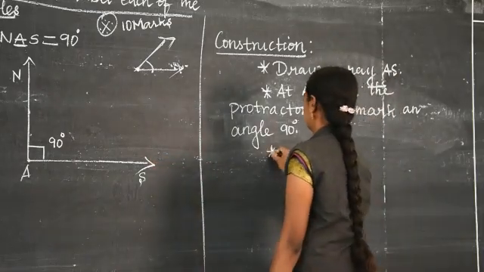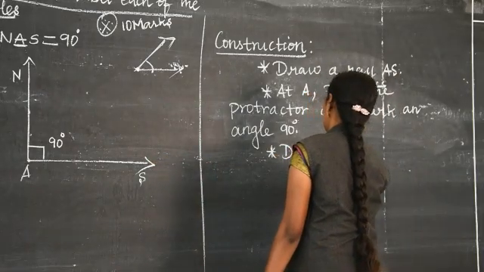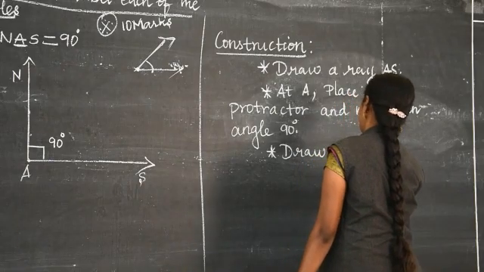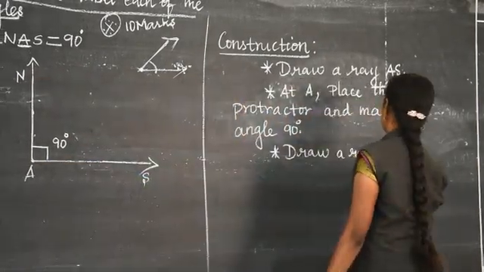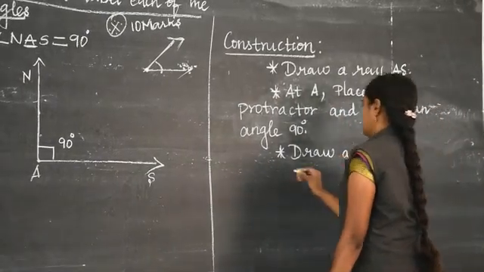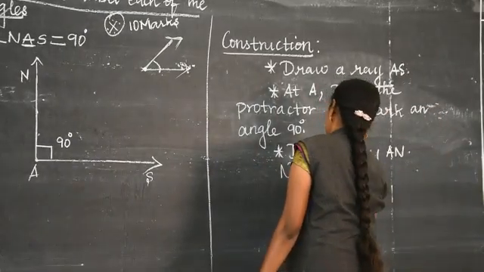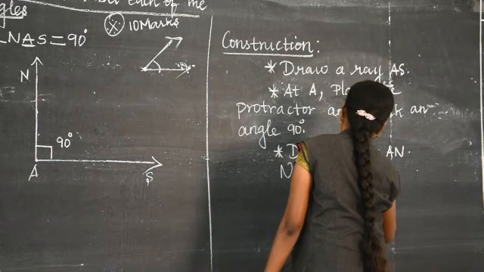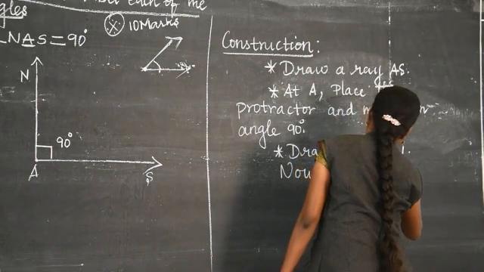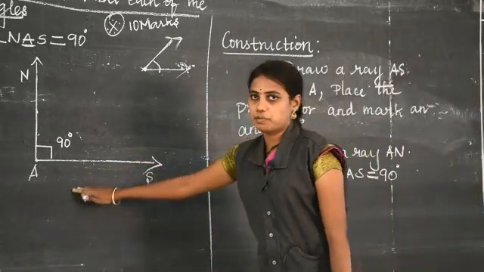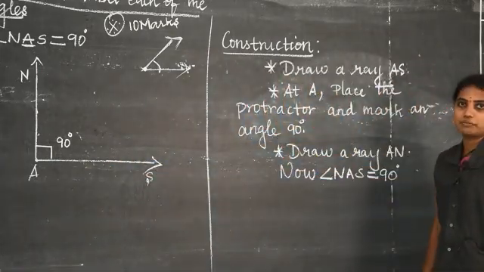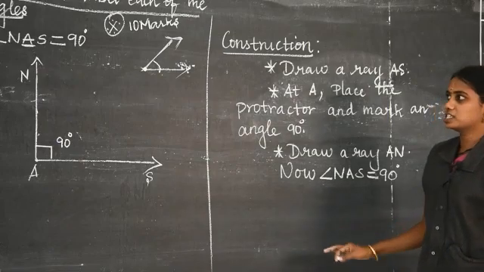Then draw a ray AN. Okay, this side we have drawn a ray AN. Now angle NAS equal to 90 degree. Okay, only 3 steps. For this diagram 7 marks, for the construction 3 marks, totally 10 marks, very easy.